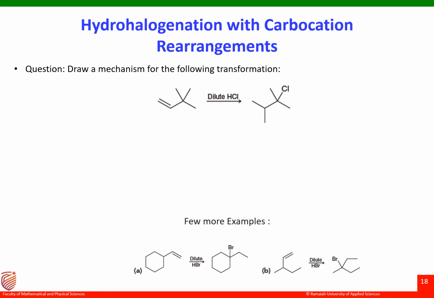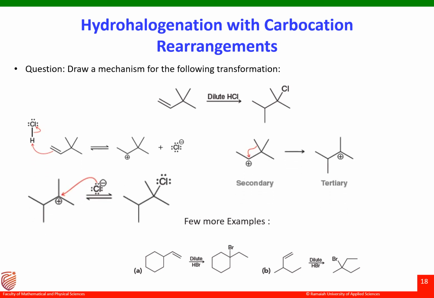Similarly, we do have a question here. Can we write the mechanism for this? Yes, we can write. Again, the same thing: a secondary carbocation is formed, which is again going to form a tertiary carbocation, leading to the formation of a more stable product. Work it out for these two examples.